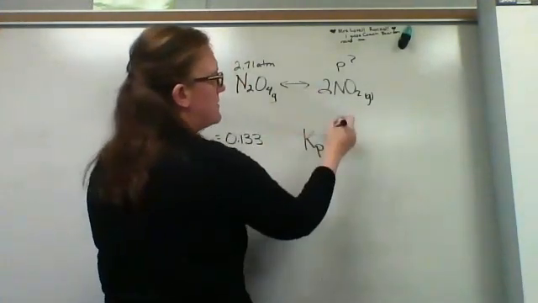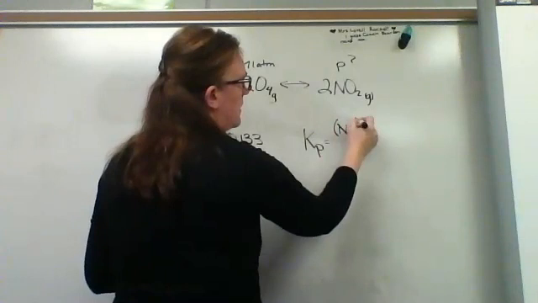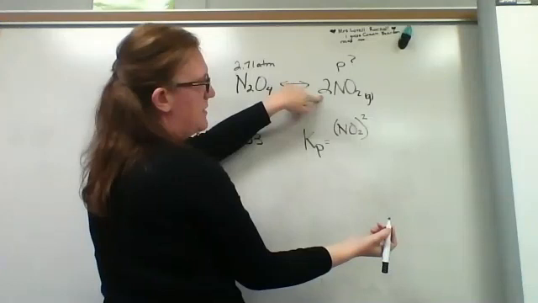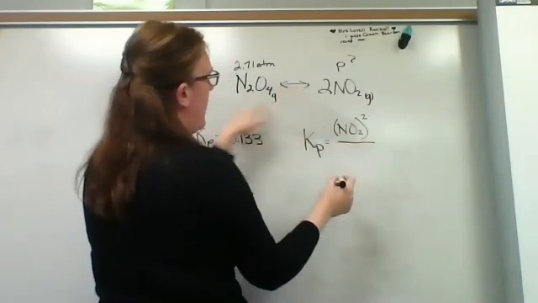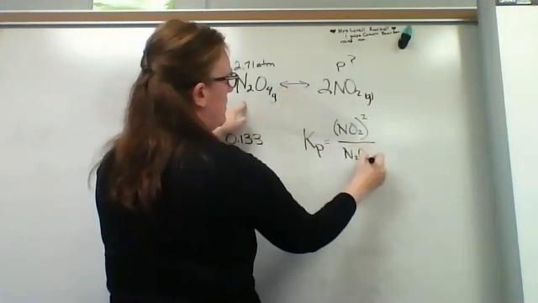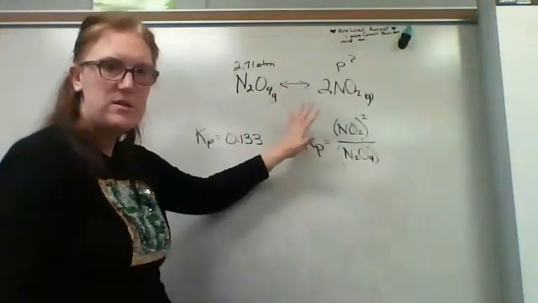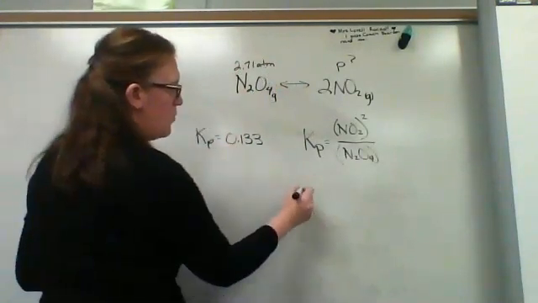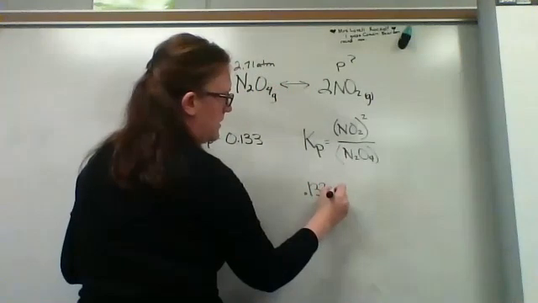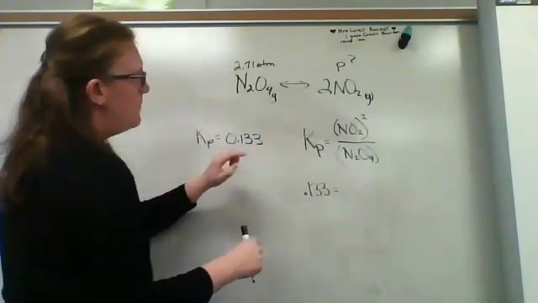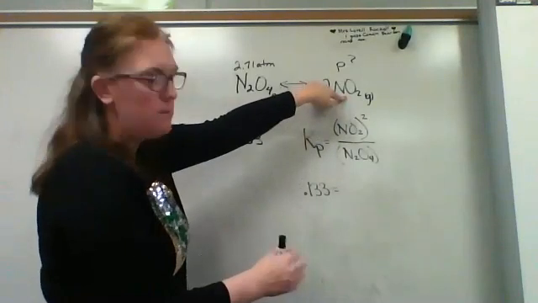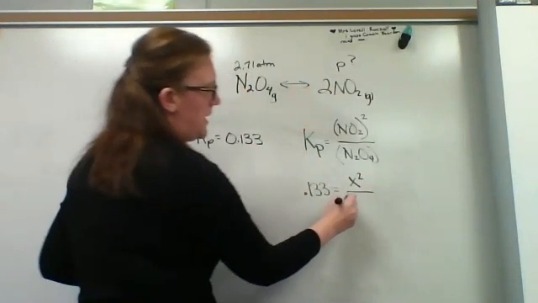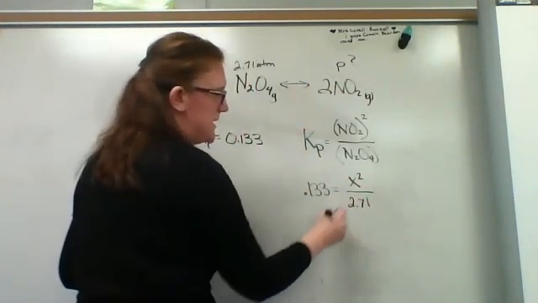And we're going to do products. And what do we do with that coefficient? Okay, we're going to make it an exponent, right? Divided by N2O4. Okay, so there's our expression. Now we just chug those numbers in there, okay? So we're going to put 0.133 is equal to, and I'm going to go up here and find that this is what I'm looking for. So I'm going to say x squared over, and then I'm going to plug in my pressure, 2.71 atms.